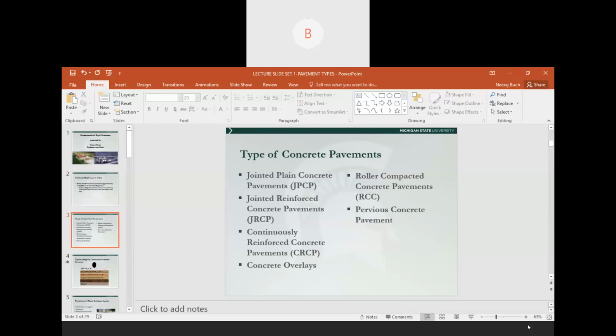So there are several types of concrete pavements. We are not going to be talking about all of these. We'll talk about a few of these, but I thought it is important that at least I list the types of concrete pavements that you may come across. There is a family of concrete pavements referred to as jointed concrete pavements. And within the jointed concrete pavements, you have jointed plain concrete pavements and jointed reinforced concrete pavements. Then there is a family of concrete pavements called continuously reinforced concrete pavements, and these pavements don't have any joints in them.